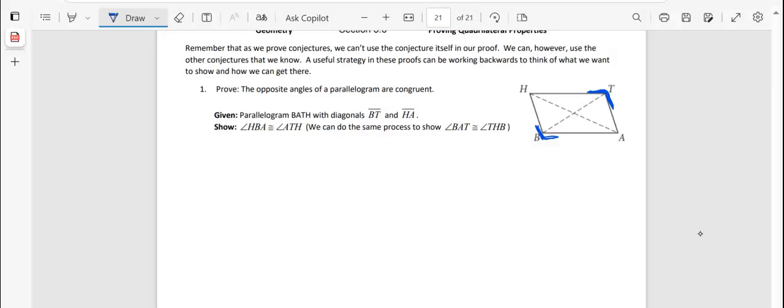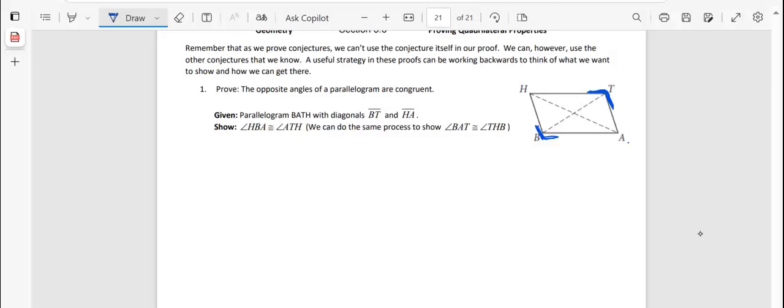What are we given? We are given parallelogram BATH with diagonals BT and HA. We are also able to use any other properties or conjectures that we know about parallelograms, except for, again, the one that we're trying to show. So we couldn't, for example, say that angle H was congruent to angle A within this proof, because that is technically part of the proof, even though those aren't the two angles we want to show are congruent.